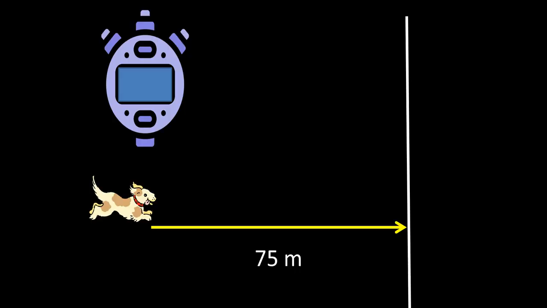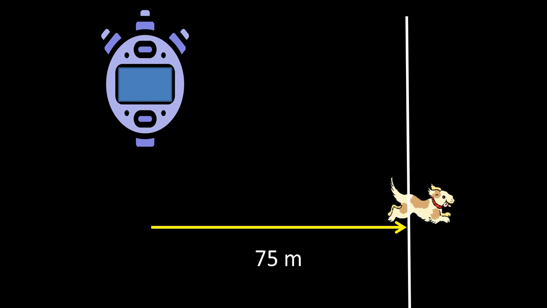This is Quick Clip 4.03, calculating speed. And for our first example, we have a little dog running 75 meters to the finish line. And the stopwatch up on the left will tell us the dog's time after the race. So the dog runs, crosses the finish line, and we have a total of 5 seconds.